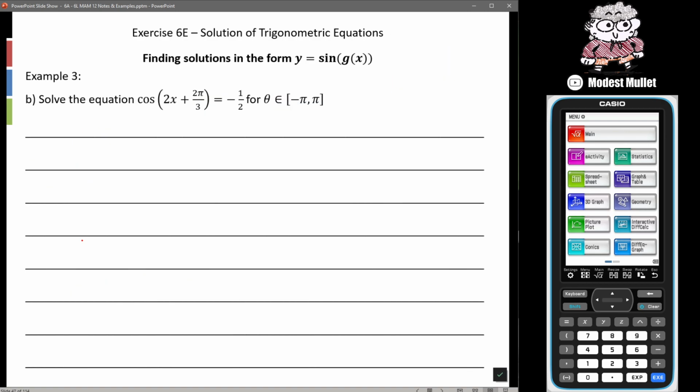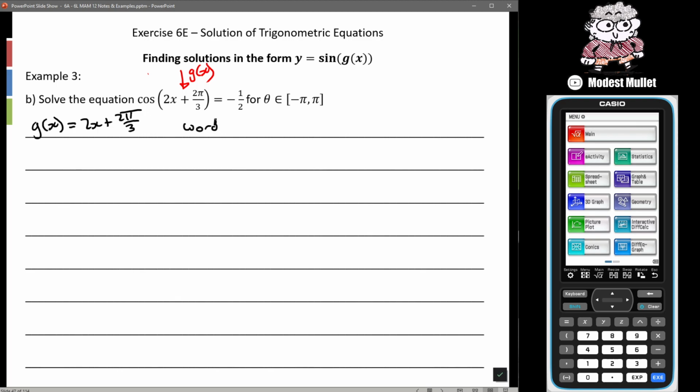Otherwise, I've got one more example, and this one's a bit trickier, especially because of g of x. So if you want to stick around, watch, otherwise have a go yourself. Right, so g of x in this case is equal to 2x plus 2 pi on 3, we'll call it.